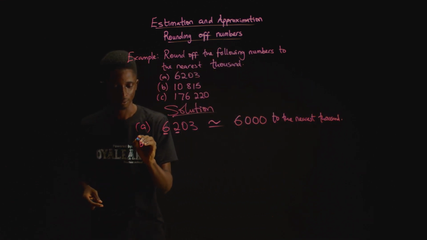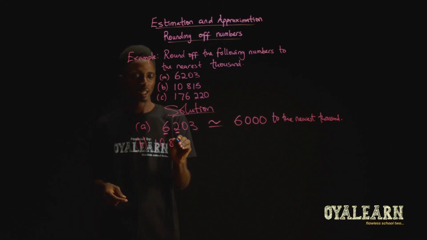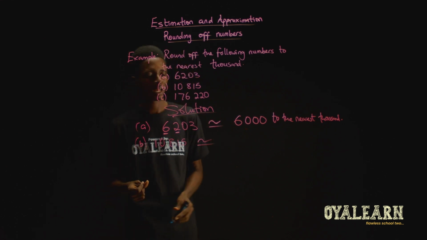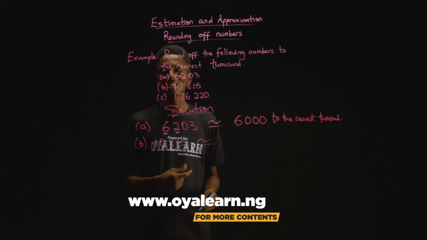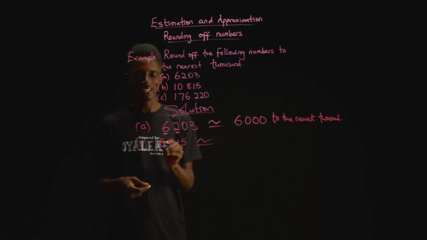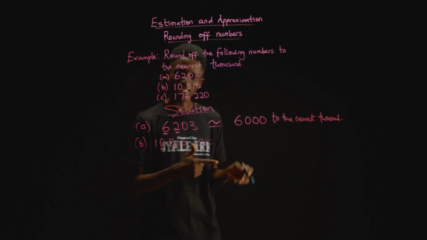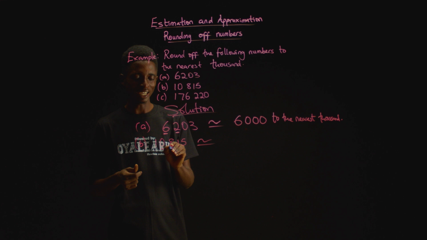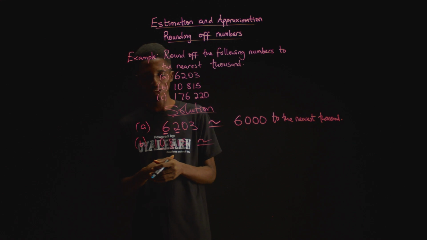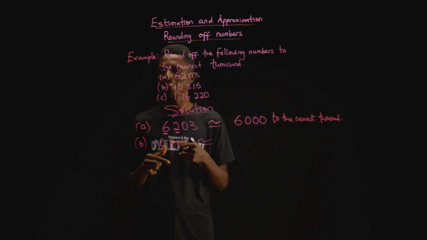Now, B. We are to round off 10,815. So we put our approximation symbol and then we round it off. So let's identify the digits in the rounding off place. Of course, we have unit, tens, 100, and 1,000. So the digit in the rounding off place is 0. Now, we identify the digit next to it, which is 8. And 8 is a number that we round up when we are rounding off a certain number. Remember, those that you round up are 5, 6, 7, 8, and 9.